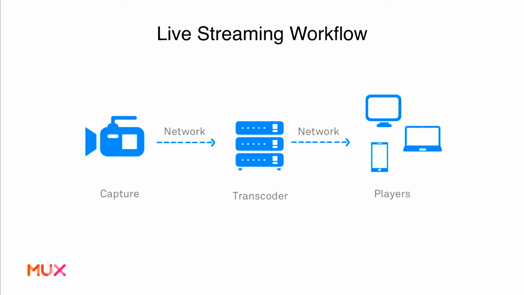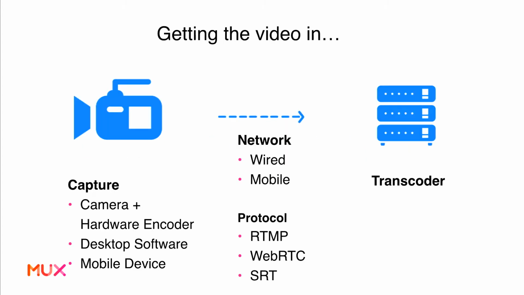So moving forward, let's walk through the live streaming workflow and talk about some of the options at each step here. From the camera side, a few of the obvious options. You can start with a camera plus a hardware encoder, something like Elemental. That's a great way to get high quality live streaming video into your network.